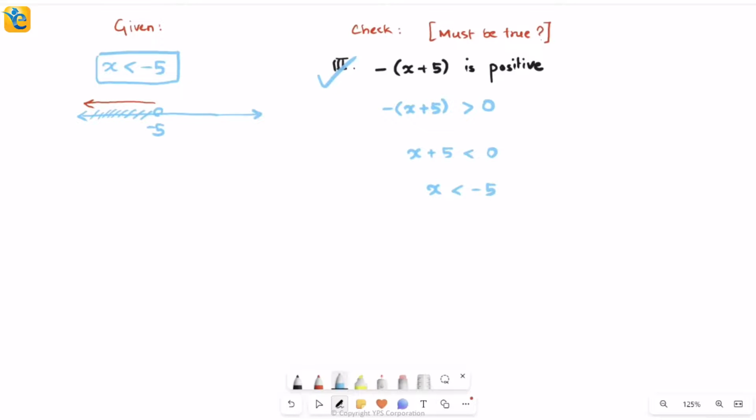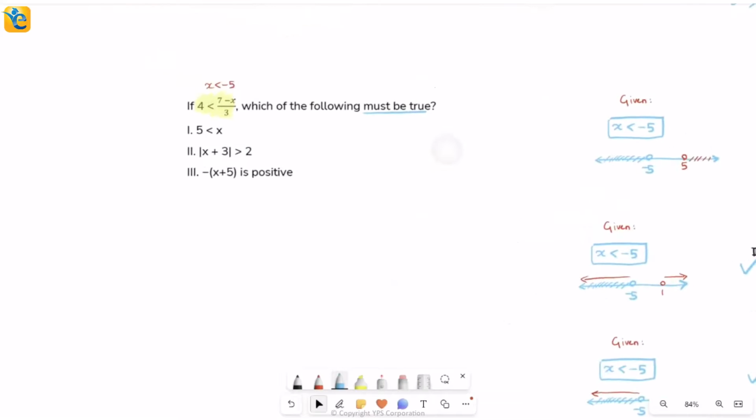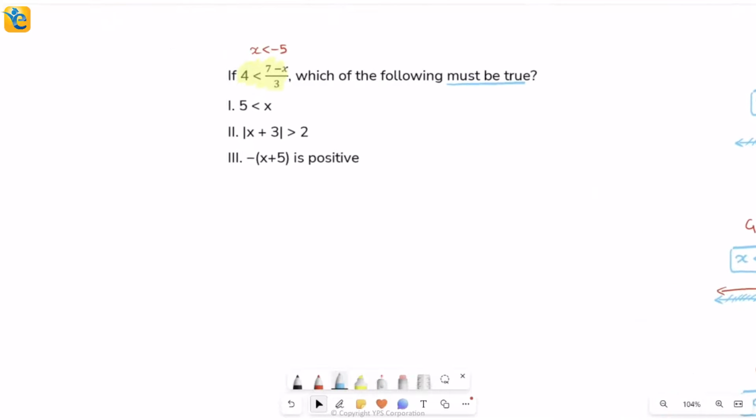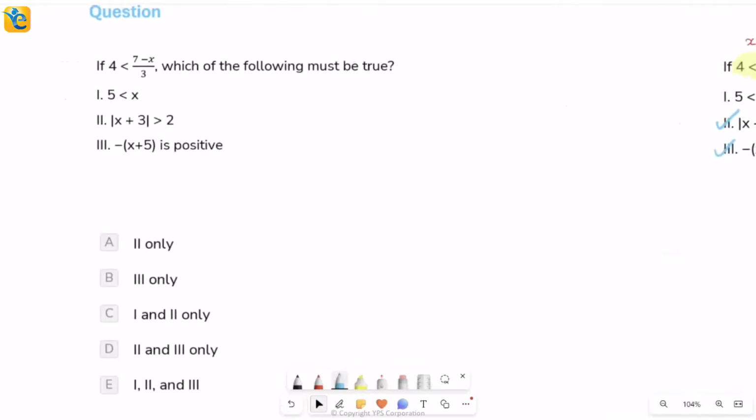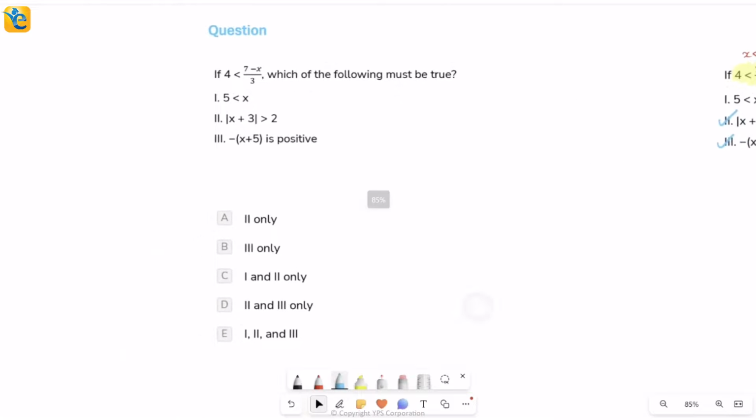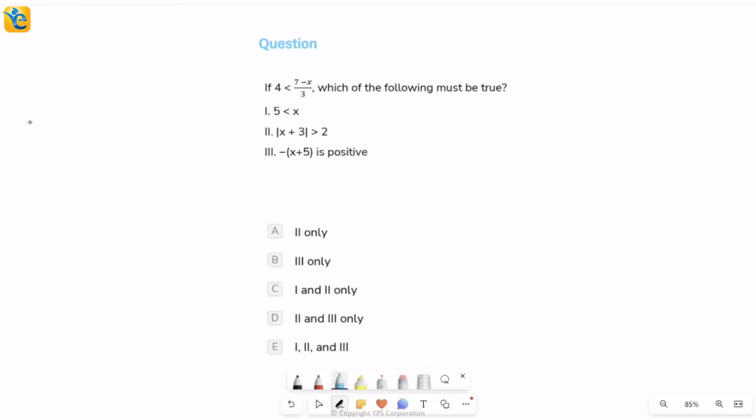And now it's time for us to mark our final choice. So let's look at it here. We evaluated each statement one by one and we came to the conclusion that 2 and 3 must be true. Accordingly, our choice should have 2 and 3 only, not the first one. When I do a quick scan, I see that it is choice D. Very simple to finally mark.